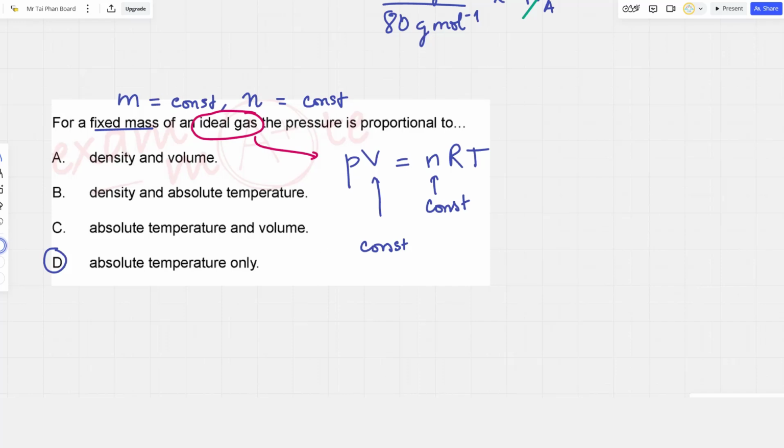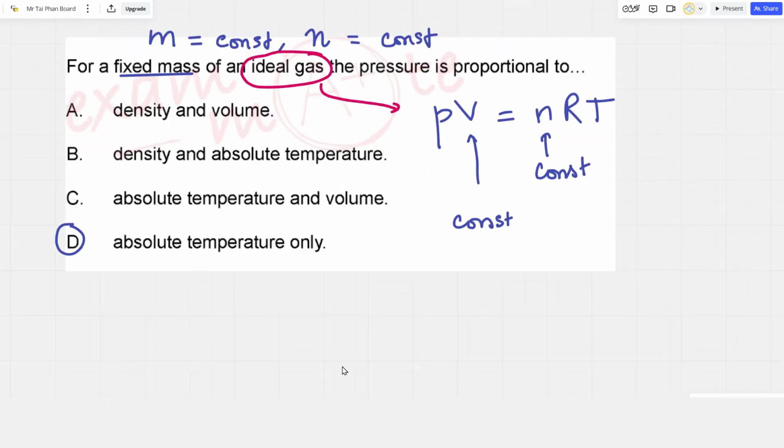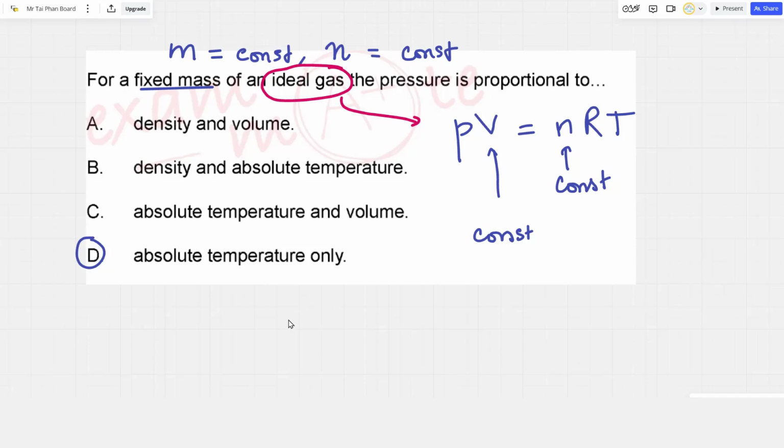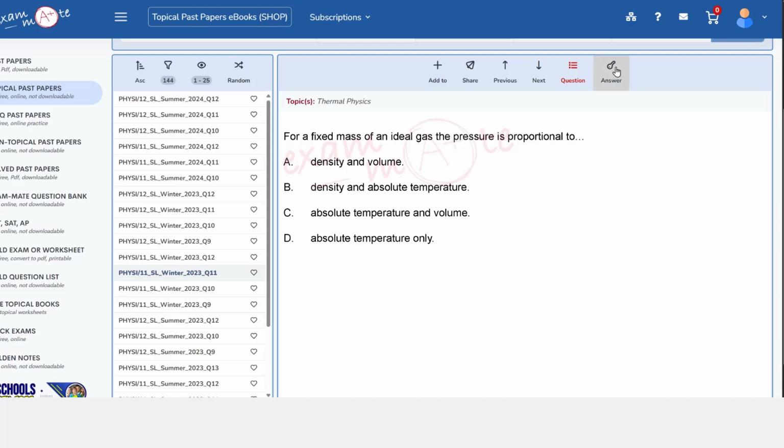When the density is higher, more particles are in a smaller space, and the distance between those molecules is closer. They collide with each other more frequently and collide with the wall also more frequently, exerting greater force, meaning an increase in the pressure. Lower density, greater pressure, and therefore we cannot say that pressure is proportional to the density. And the answer is B, density and absolute temperature.